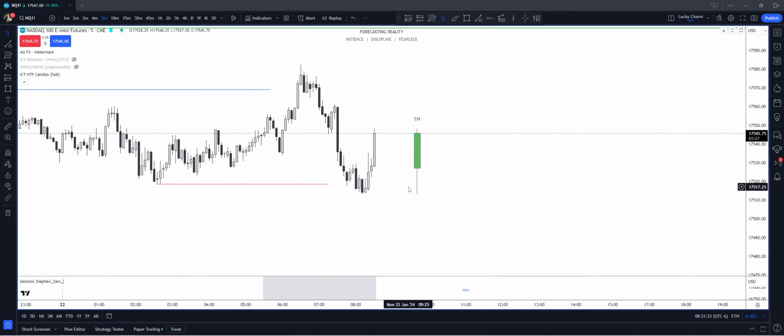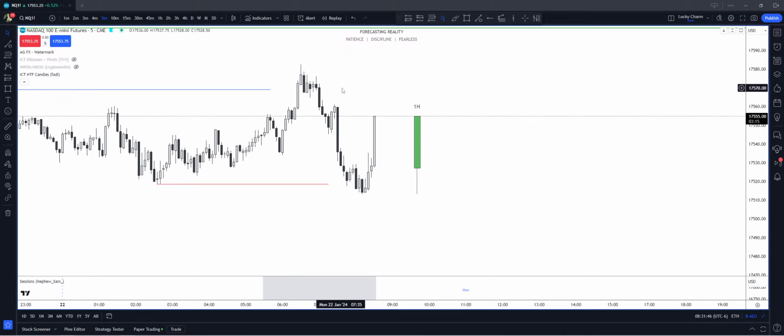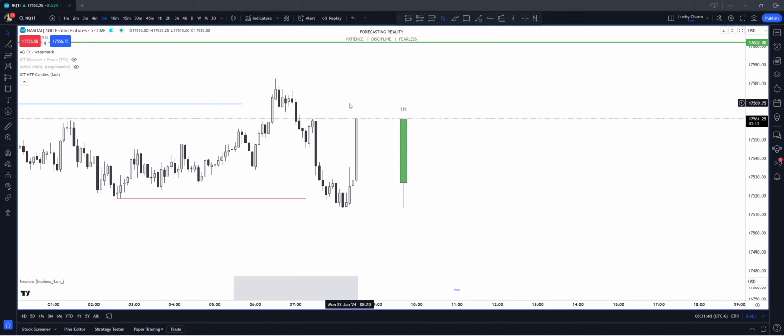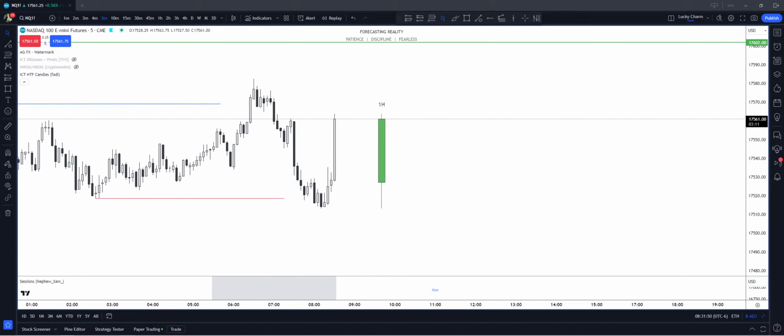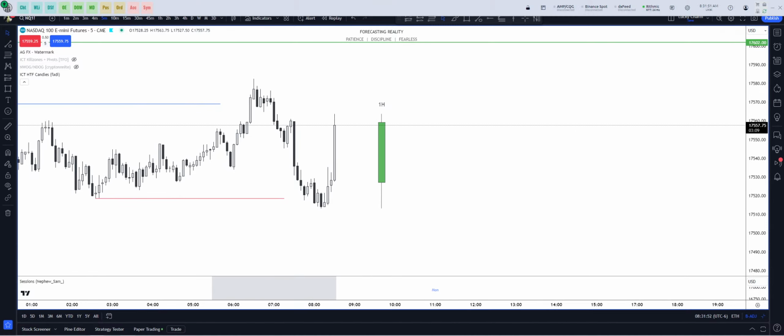There is a bearish SMT along with it, where beforehand, I'm sorry, I'm actually incorrect on that. There wasn't. So you can see here right from the open, we're just immediately expanding higher.